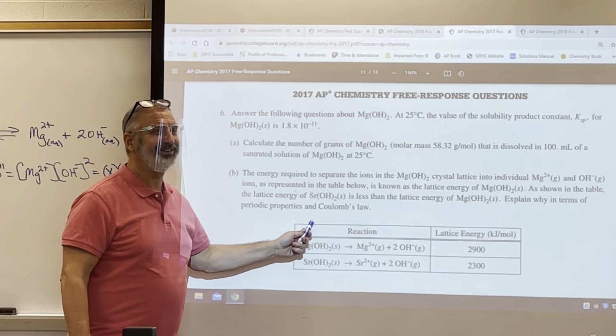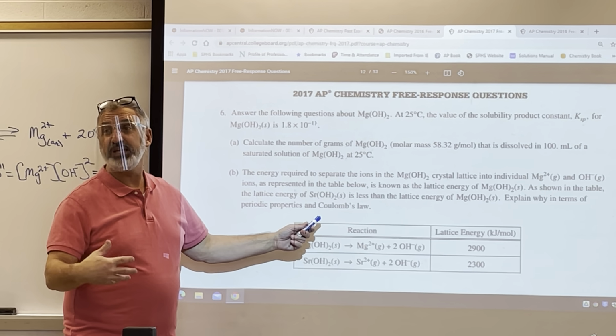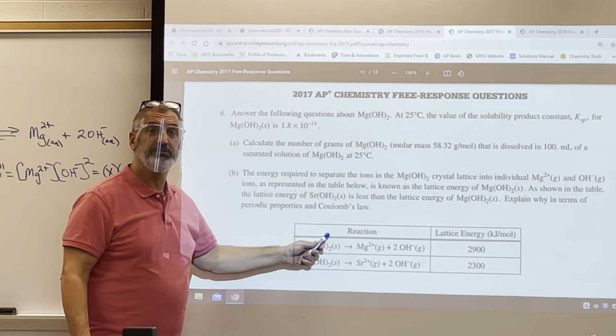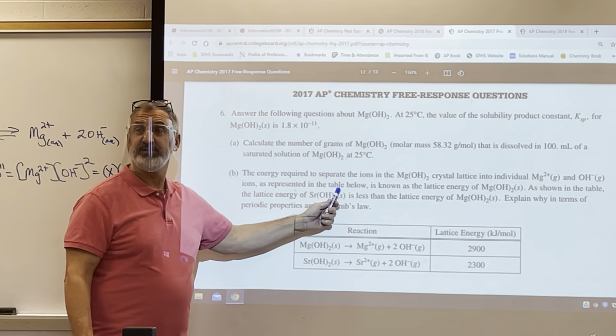Coulomb's law. Not for my test on Wednesday, but for the AP test, must know. Coulomb's law. It's going to be asked.